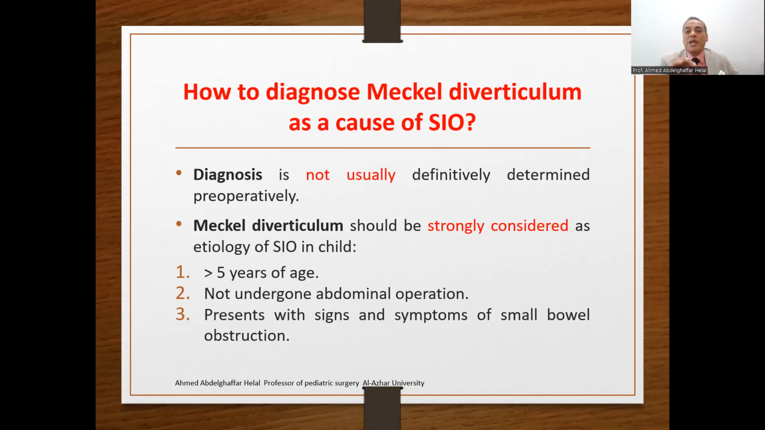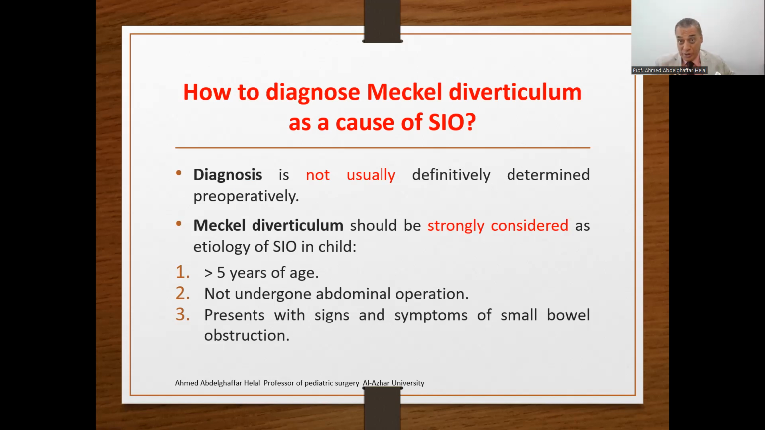So the diagnosis is not usually definitively determined preoperatively. This is the rule. In many cases, you cannot judge preoperatively that the cause of this small bowel obstruction is complicated Meckel diverticulum. However, it should be strongly considered as the etiology or the cause of the small bowel obstruction in a child more than 5 years of age, not undergone any abdominal operation, and presenting with signs and symptoms of a small bowel obstruction.